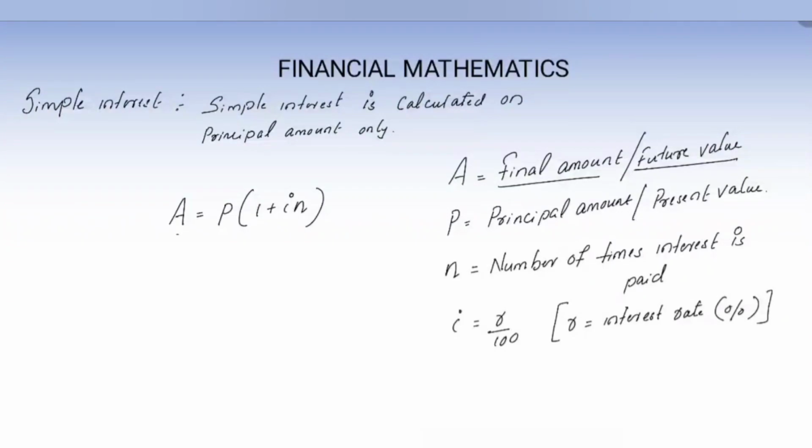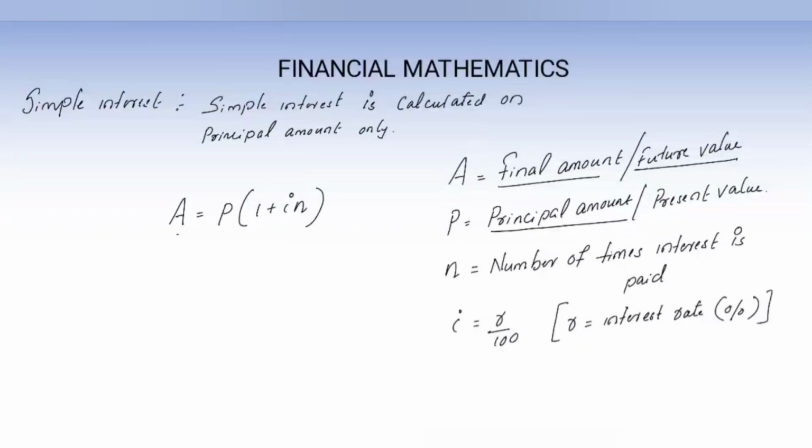That is the amount that we get after a particular number of periods. Okay, you can get this amount only in the future. So that is the final amount. A is the final amount and P is the principal amount. See, simple interest is calculated on the principal amount only. So every year, if a question contains simple interest, a fixed amount is increasing.